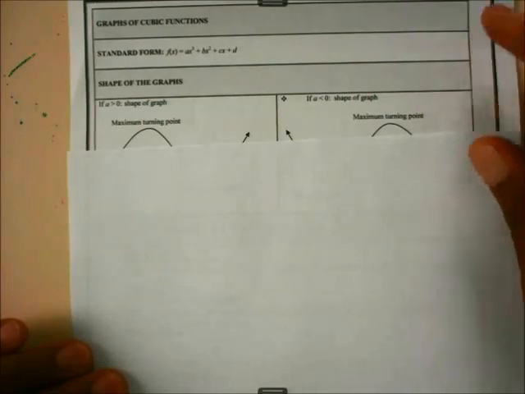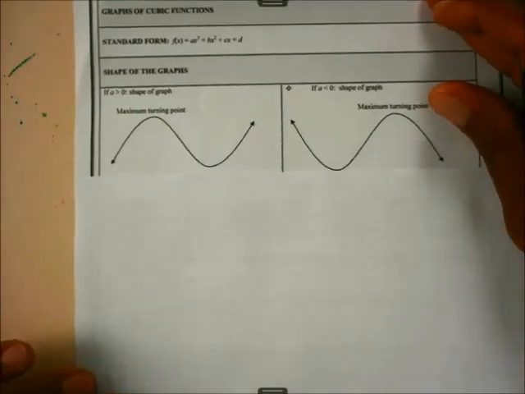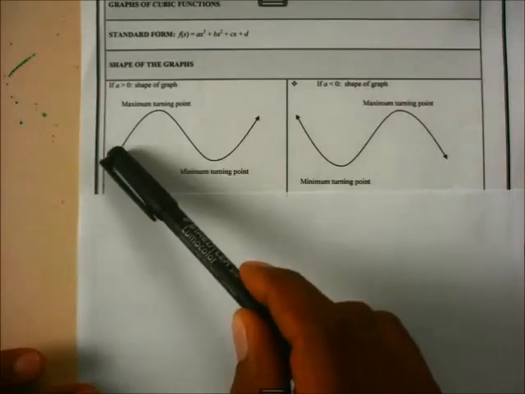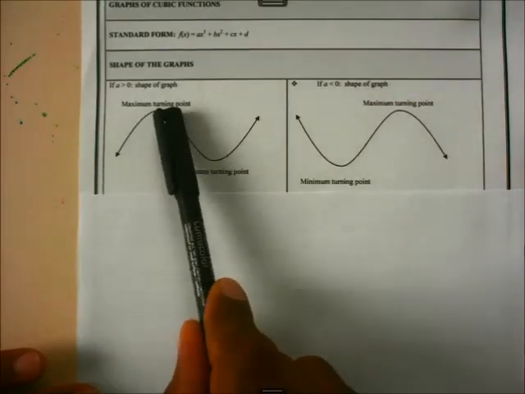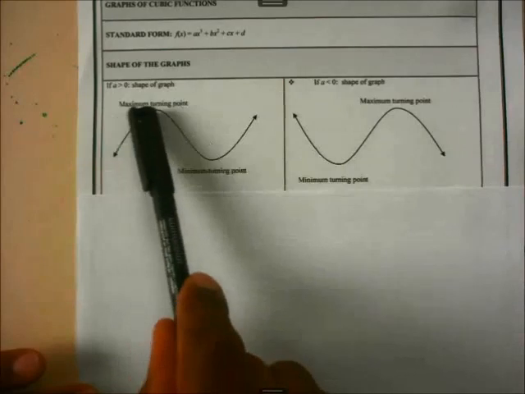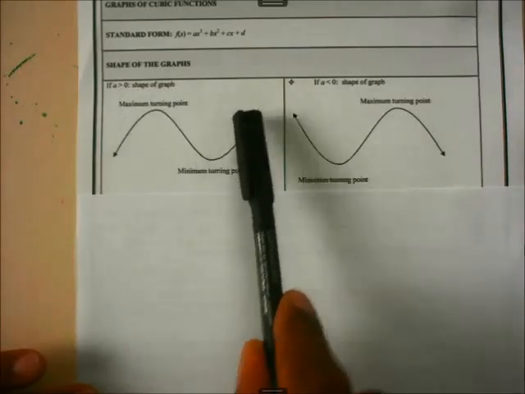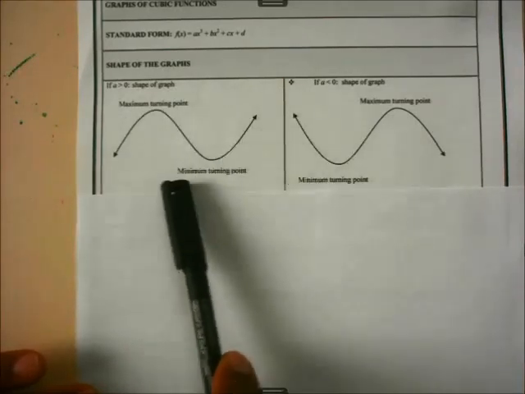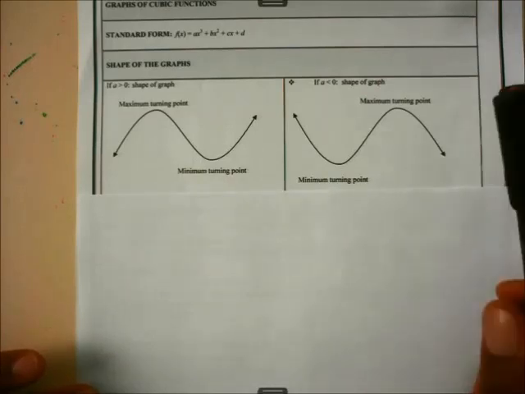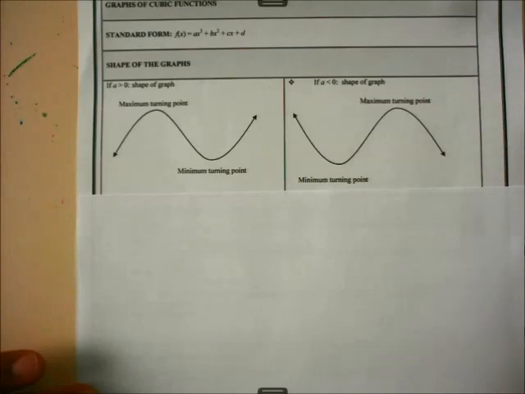If a is greater than 0, if the value of a is positive, the shape of the graph will look like this one here. It means the graph will increase first. You can see here, the graph increases. We have the turning points, and the first turning point that we come across will be the maximum turning point, and thereafter the graph decreases and increases after. And then immediately when it increases, we are going to have the minimum turning point. That's only when a is greater than 0.